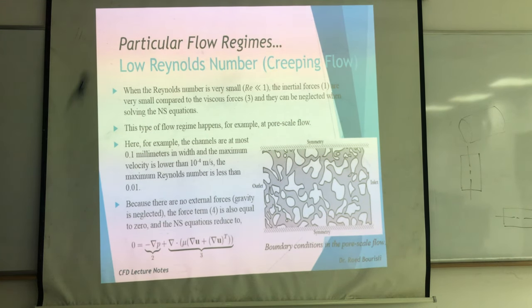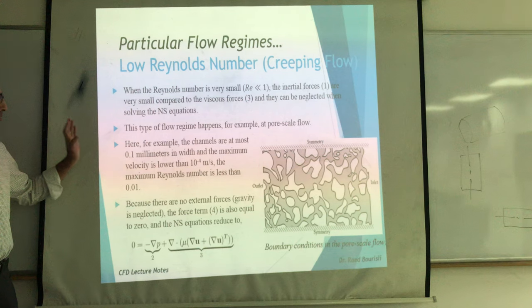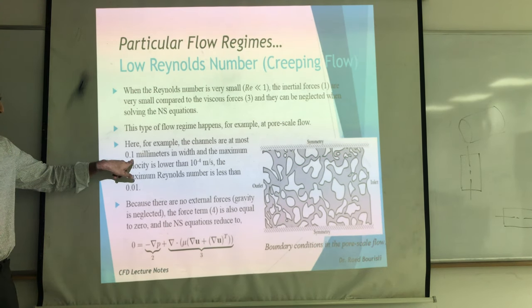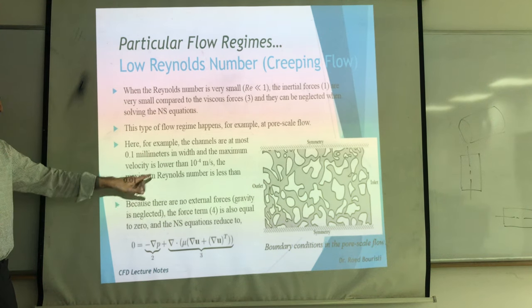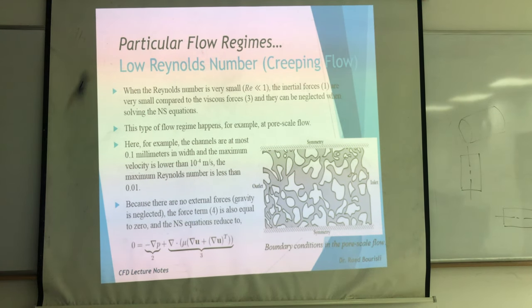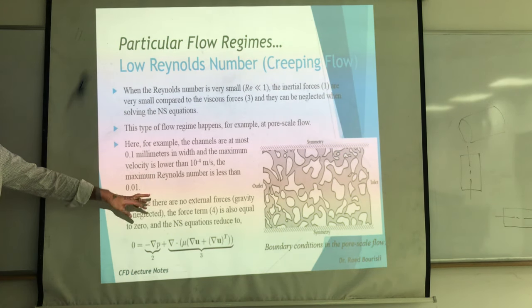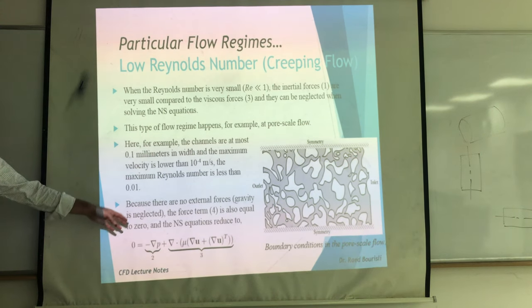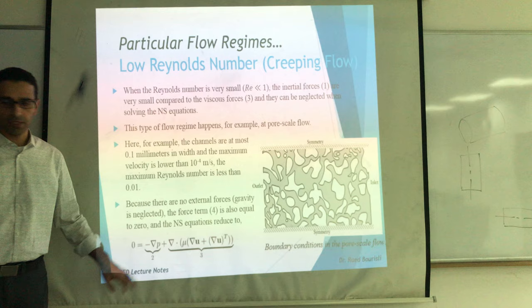We'll call them other equations, Darcy's or Brinkman equation. We'll look at them later. For example, the channels are at most 0.1 millimeters width, and the Reynolds number is less than 0.01. We'll say it's close to zero. Okay, so the flow is dominated by the viscous terms in the Navier-Stokes equation. Because there are no external forces, gravity is negligible. The force term is also equal to zero, and the Navier-Stokes equation reduces to diffusion plus pressure, which is the driving force.